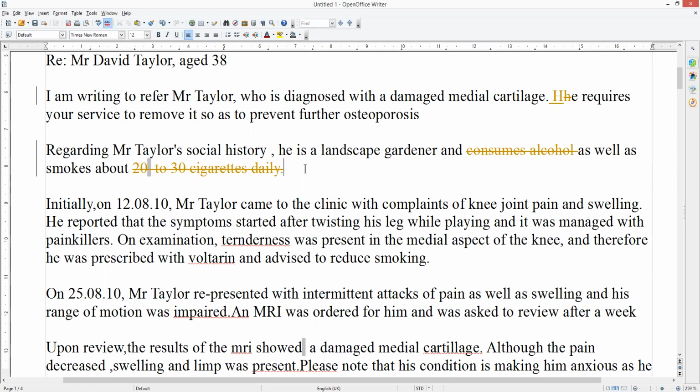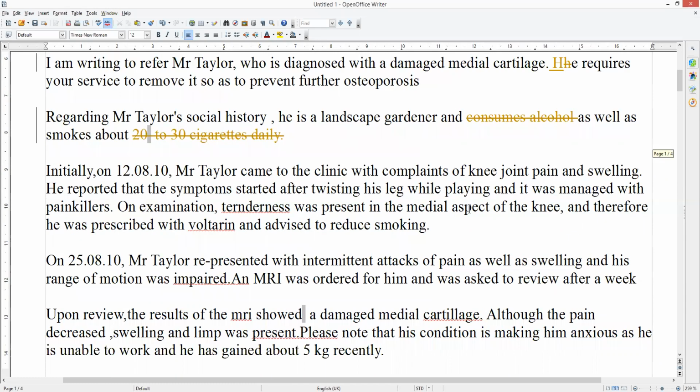So if it said he smokes 20 to 30 cigarettes and he's having problems breathing, which is affecting his ability to work, okay. But it's not about that. It's about his knee. He's got a dodgy knee and he needs to be able to use it so he could work. That's it. Okay.